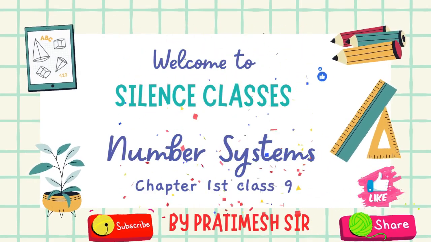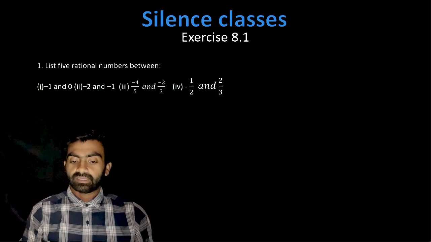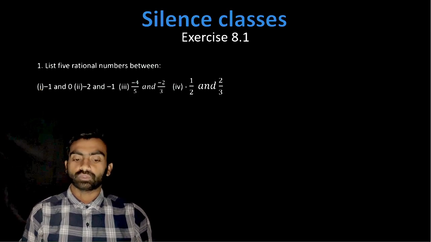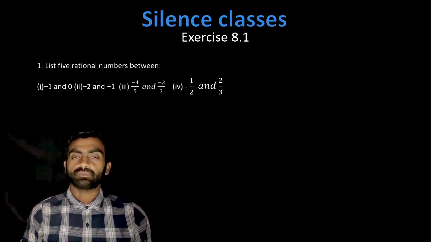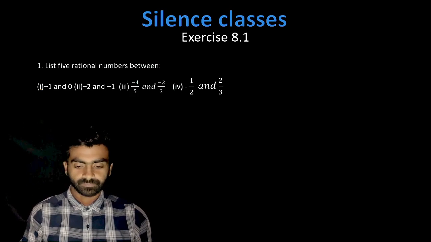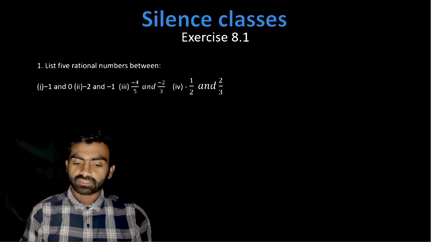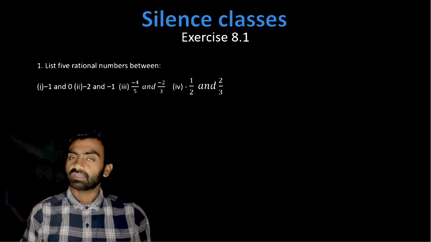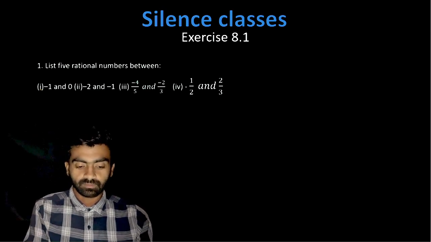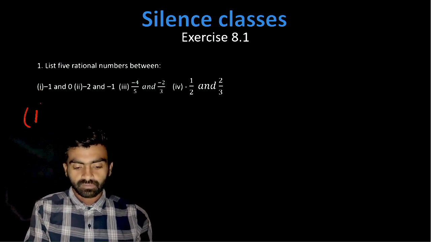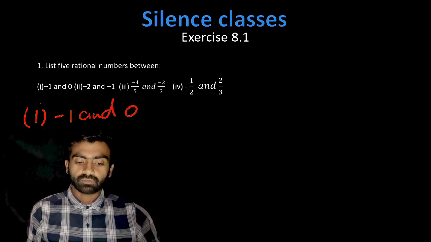Let's continue with the chapter Rational Numbers. Exercise 8.1, we are doing question number 1. Let's check what the question is saying. List 5 rational numbers between the numbers given to us. Question number 1 is saying minus 1 and 0. Okay, we have to find the 5 rational numbers.